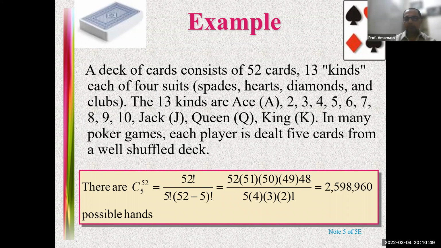So in many poker games, each player is dealt 5 cards from a well shuffled deck. So what are the chances? Like 52 C5. There are 2 crores, 59 lakh, 8,960 possible hands. That's the combination of that shuffle. See how one has to calculate in the mind.